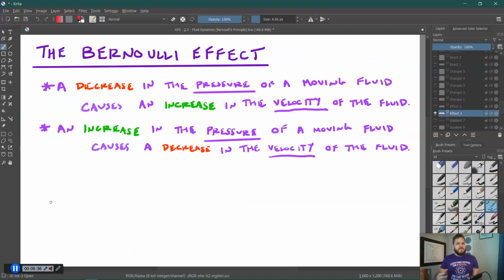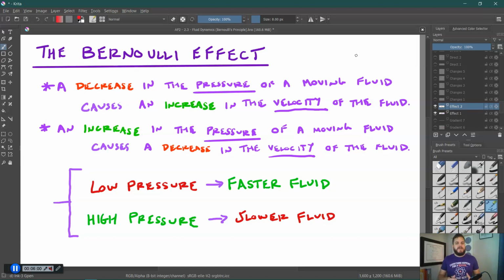Now this was formalized by a Swiss mathematician and physicist named Daniel Bernoulli, and therefore we give it the term the Bernoulli effect: that a decrease in the pressure of a moving fluid causes an increase of the velocity of the fluid, and that an increase in the pressure of a moving fluid causes a decrease in the velocity of the fluid. Or if we want to simplify it even more, we can say when we have lower pressure, the fluid is moving faster, and when we have higher pressure, the fluid is moving slower.